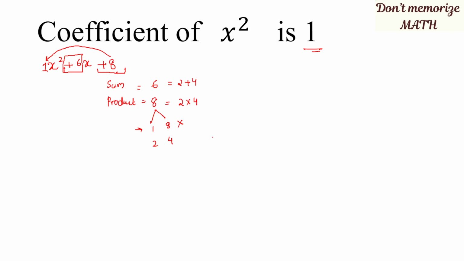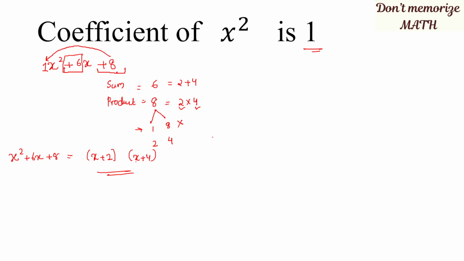So now we can factorize the given quadratic expression. The first number is 2 here, so the first factor will be x plus 2. Second number is 4, so the second factor will be x plus 4. So now we factorize the expression: x square plus 6x plus 8 is equal to x plus 4 times x plus 2. Okay, if you are writing x plus 4 here and x plus 2 next, no problem, it's the same. Multiplication is commutative. So this is factorization of quadratic expression.